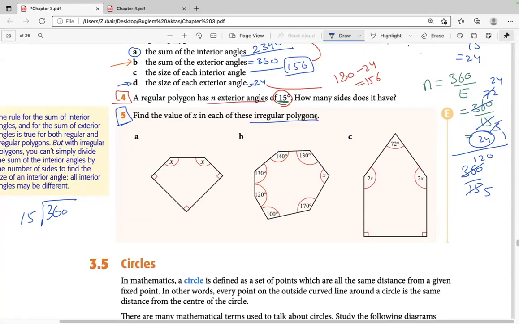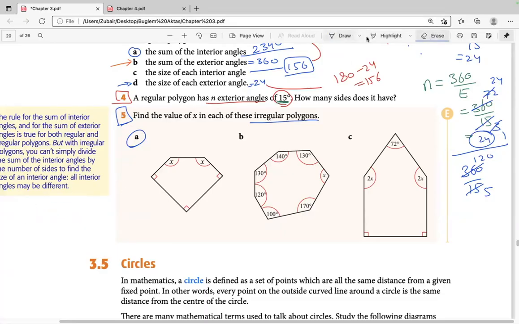Now, for irregular polygons, the sides are not equal, but the properties are still the same about the sum of angles and the sum of exterior angles in total. For part A, x equals 85? Not 85.